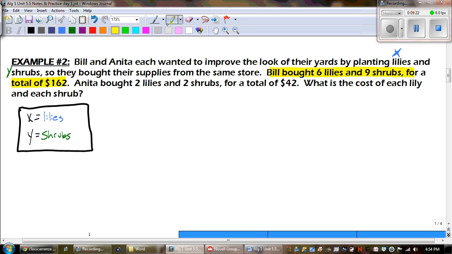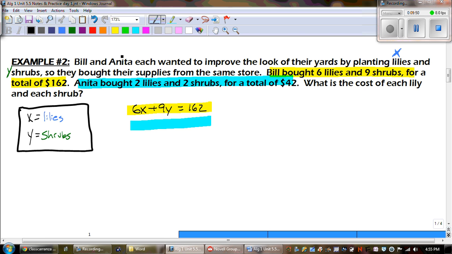So, here's where I'm going to write that equation. 6x plus 9y equals 162. Now, let's look at the next one. Anita bought 2 lilies and 2 shrubs for a total of $42. Why don't you guys see if you can write that one on your own? So, 2 lilies and 2 shrubs equals 42. So there we go.